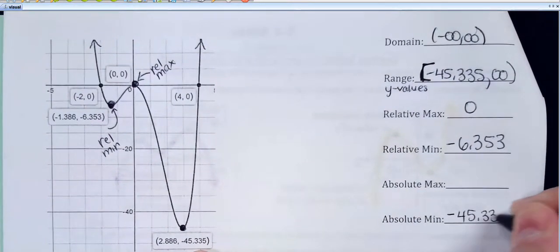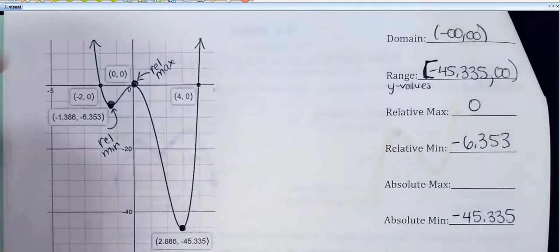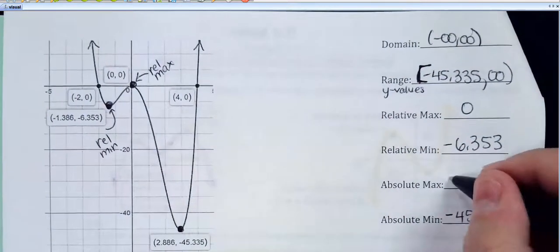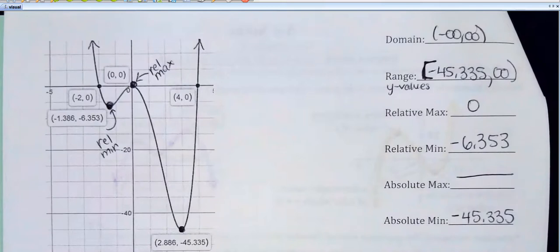I don't have an absolute maximum because this points up to positive infinity on this graph. So I have an absolute minimum, but not an absolute maximum for this graph. It's one or the other. You're not going to have both.